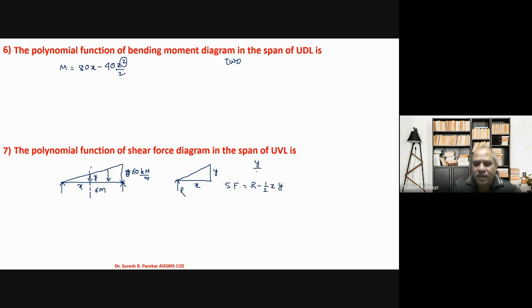By using similar triangles, y by x equals 60 by 6, and we get y equal to 10x. Then your equation becomes R minus half x into 10x, which is R minus 5x squared. Then you can see the polynomial function is of degree 2. So for UVL, for the shear force diagram, it is 2, increasing by 1.